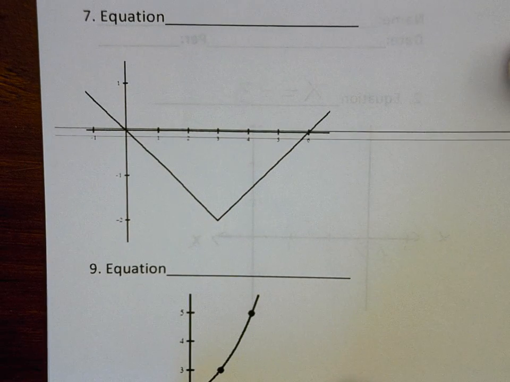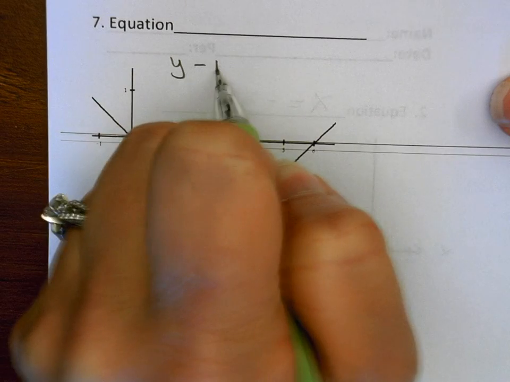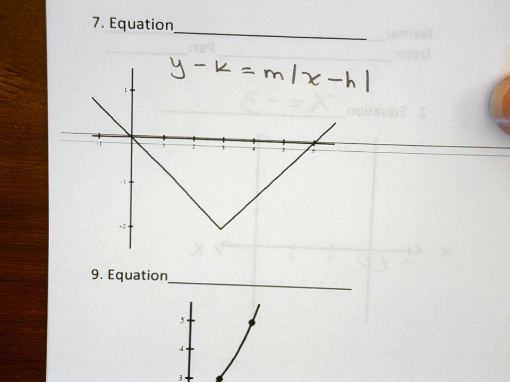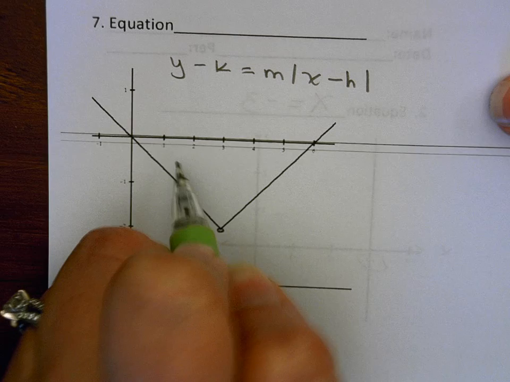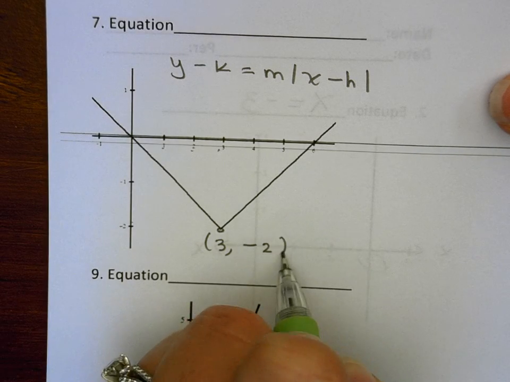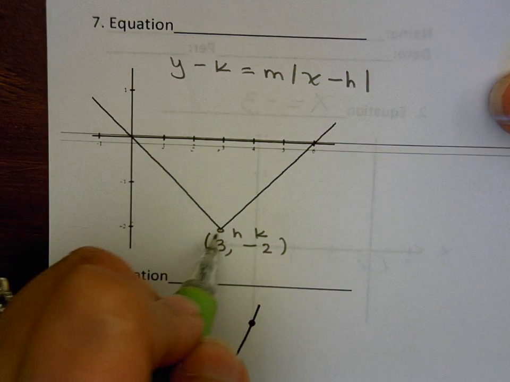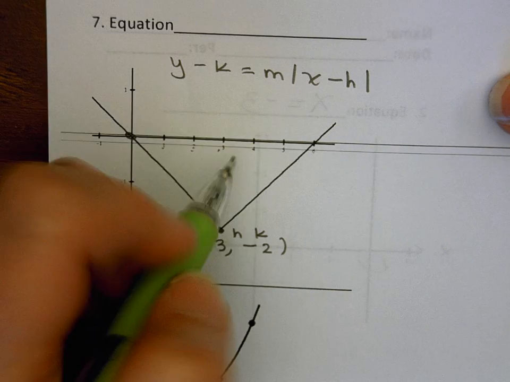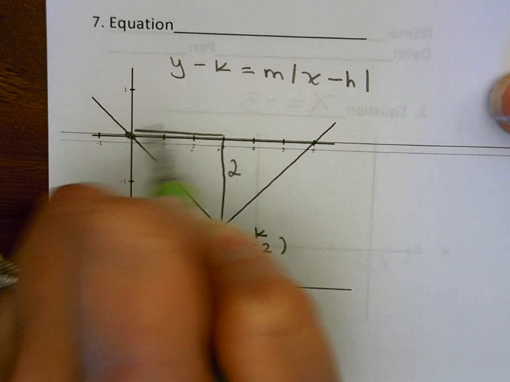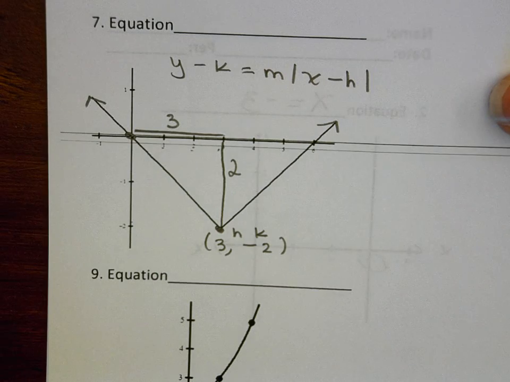So for question number 7, this is an absolute value, so that generic equation looks like that. And so my vertex, which is right here, is at 1, 2, 3, and then -2. So there's h and k. And then for my slope, I'm going to count from here to here. So just rise over run. So I'm going up 2, and then I'm going over 3. And the graph is pointed upward, so that means my slope would be positive.